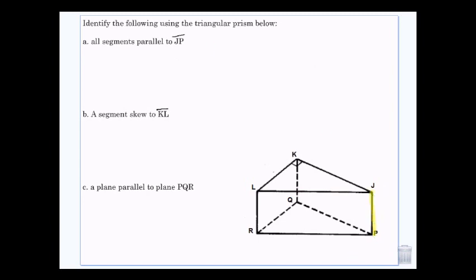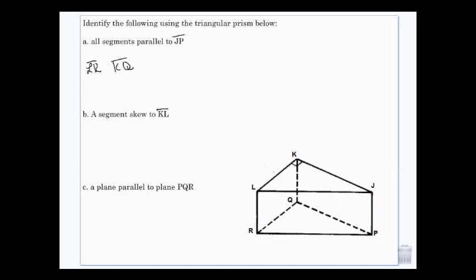For lines that are parallel to JP, we're going to be looking for the lines that are going in the same direction and on the same plane. So we have a plane here, and then KQ. Okay, so LR and KQ. And you could have said RL and QK. The order doesn't matter, right? Okay, so that's parallel.